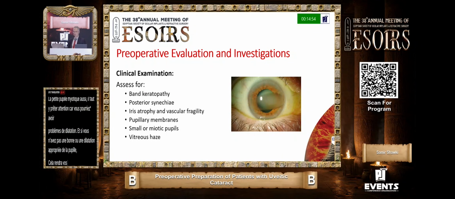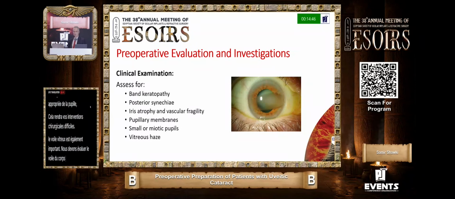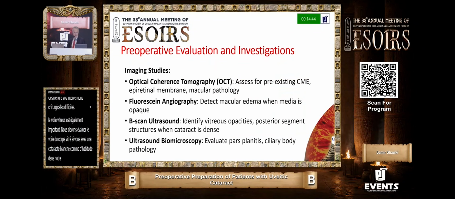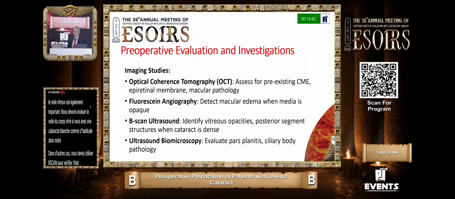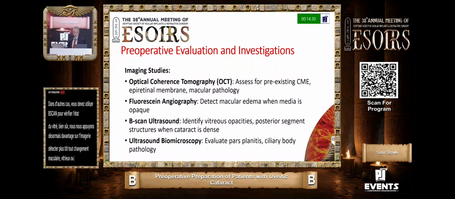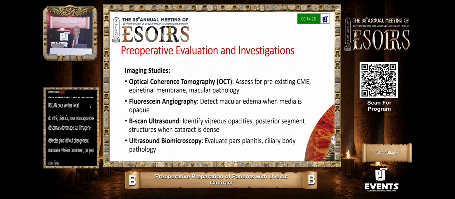Vitreous haze is also important. We have to assess for the vitreous haze. If you have a white cataract, as usual in our cases, you have to use B-scan to check the condition of the vitreous. Of course, we are relying more now on imaging to detect earlier any macular, vitreous or retinal changes which may interfere with the results of your surgery.